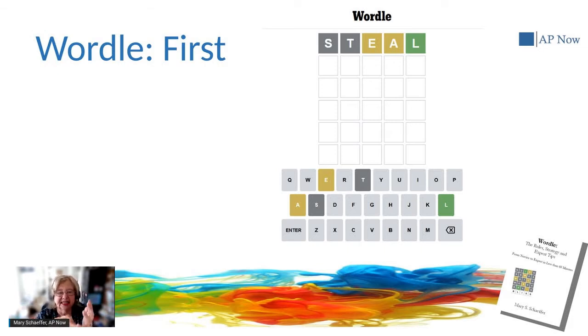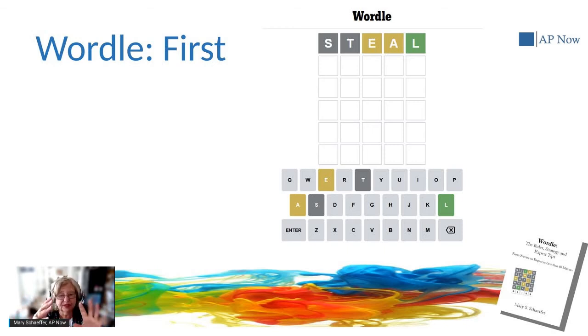And as you can see, S-T-E-A-L. E-A-L were good letters. L is in the right place. And the E and the A, right letters, but not in the right place. So you're going to use that information as you go along to help you narrow down your solution.